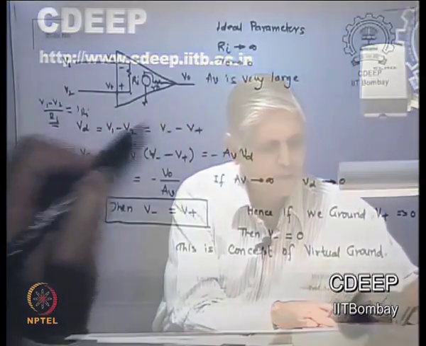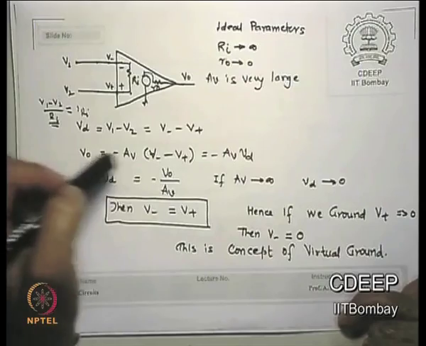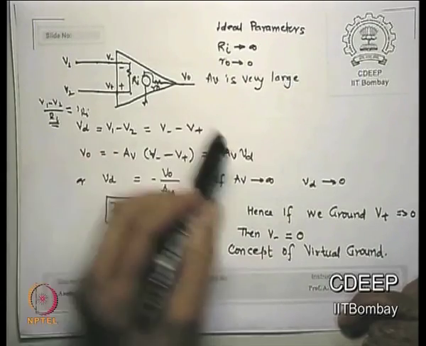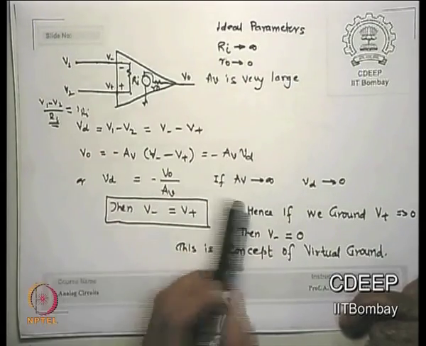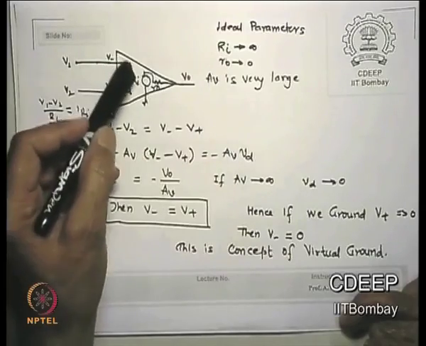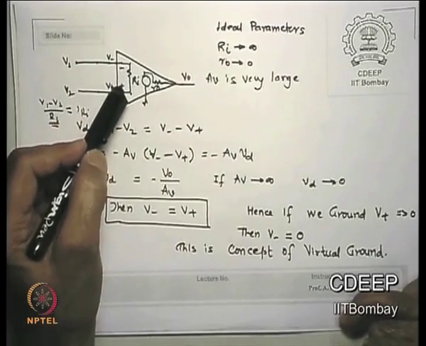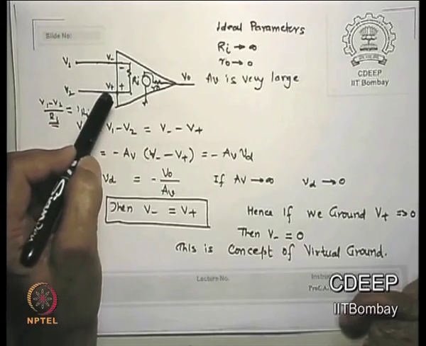When the current does not flow, what is the potential at the two ends of any resistor? Same. That is why we say no current. So we may say now, if this difference potential is V minus, V plus, the output is AV times (V minus, V plus), which is VD. And if Ri is very large, no current flows through this, which means V minus must be equal to V plus.